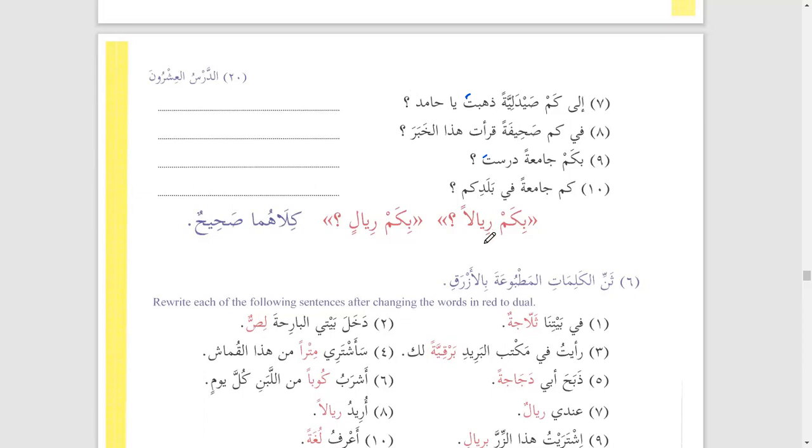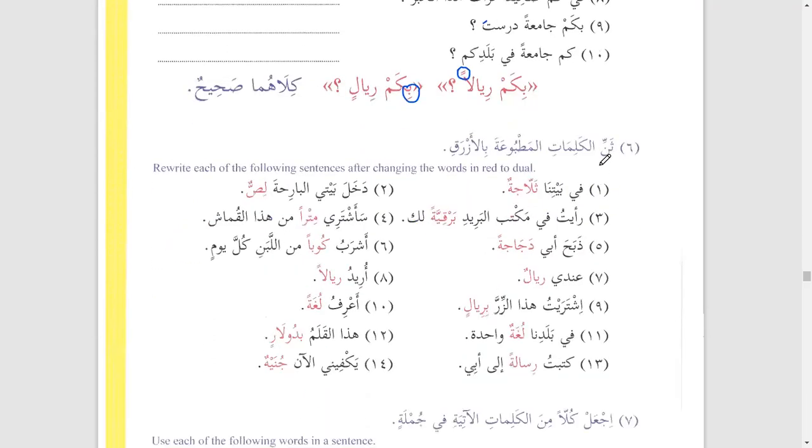Now here it says بكم ريالا وبكم ريال, both of them are correct. And why is that? Because we know that after kam, the noun is always singular, mansub and nakira. However, because we have a harf jar, it's possible to say bikam riyalin. Kilahuma sahihun, both are correct. However, we are used to using this one, which is quite common and easier to use as well. Both of them are possible.